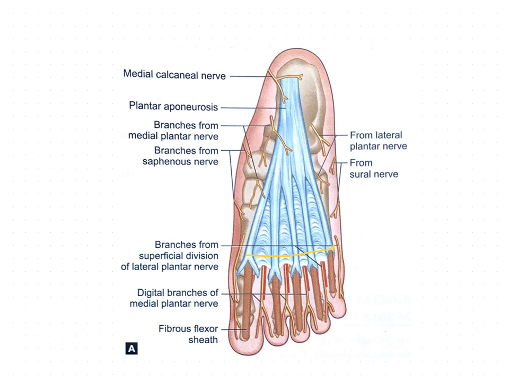Each slip is again divided into two parts, one superficial and one deep slip, which is just opposite to the metatarsophalangeal joints. So initially the base of the plantar aponeurosis gives 5 slips, and each of the 5 slips gives again 2 slips, one superficial and one deep slip.